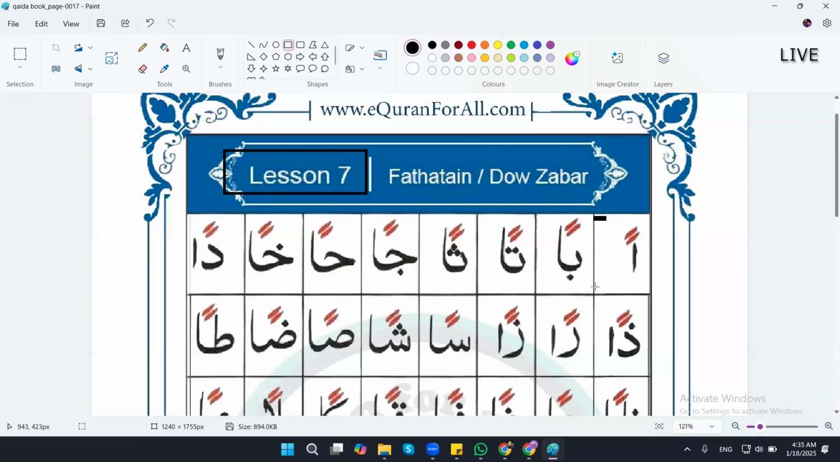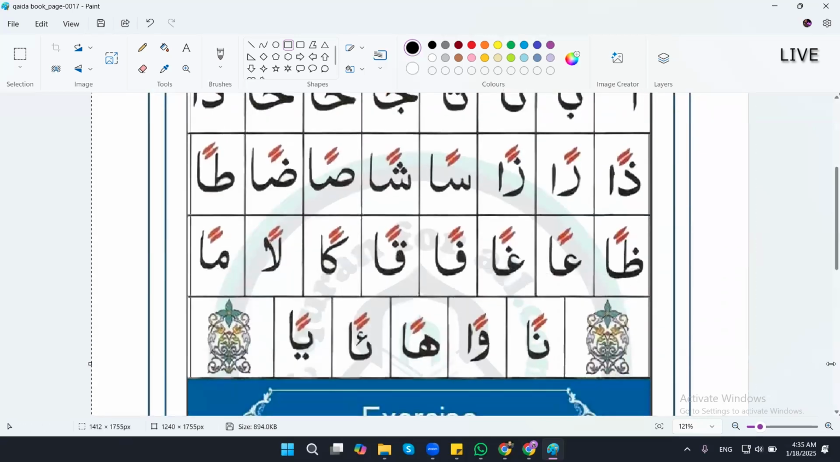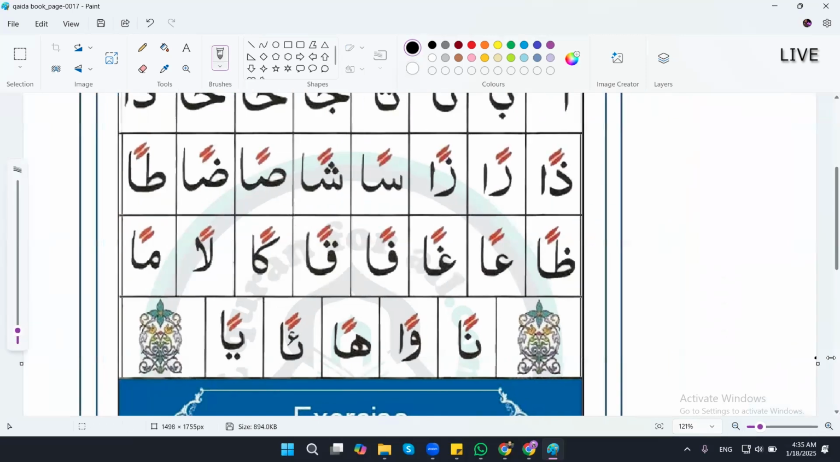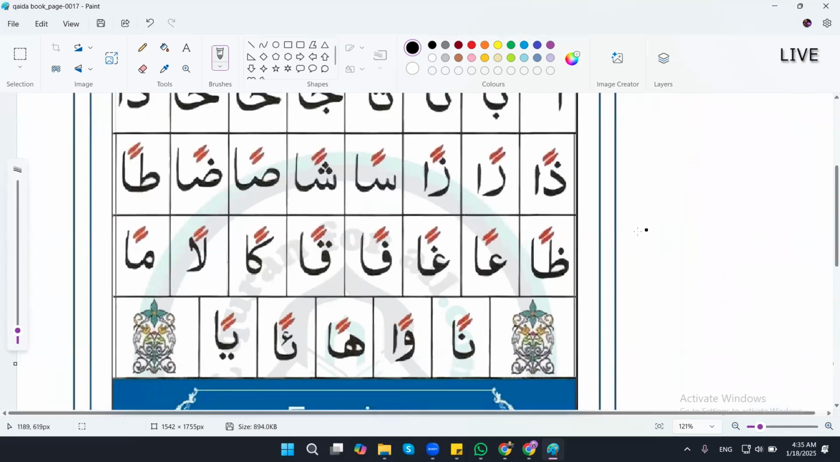Okay, so the sound of double fatha is an. What is the sound of double fatha? An. Yes, a is the sound of fatha. And when we add the sound of noon, the sound of noon is n, this sound we add with the sound of fatha. Then it will become the double fatha sound, which will be an.